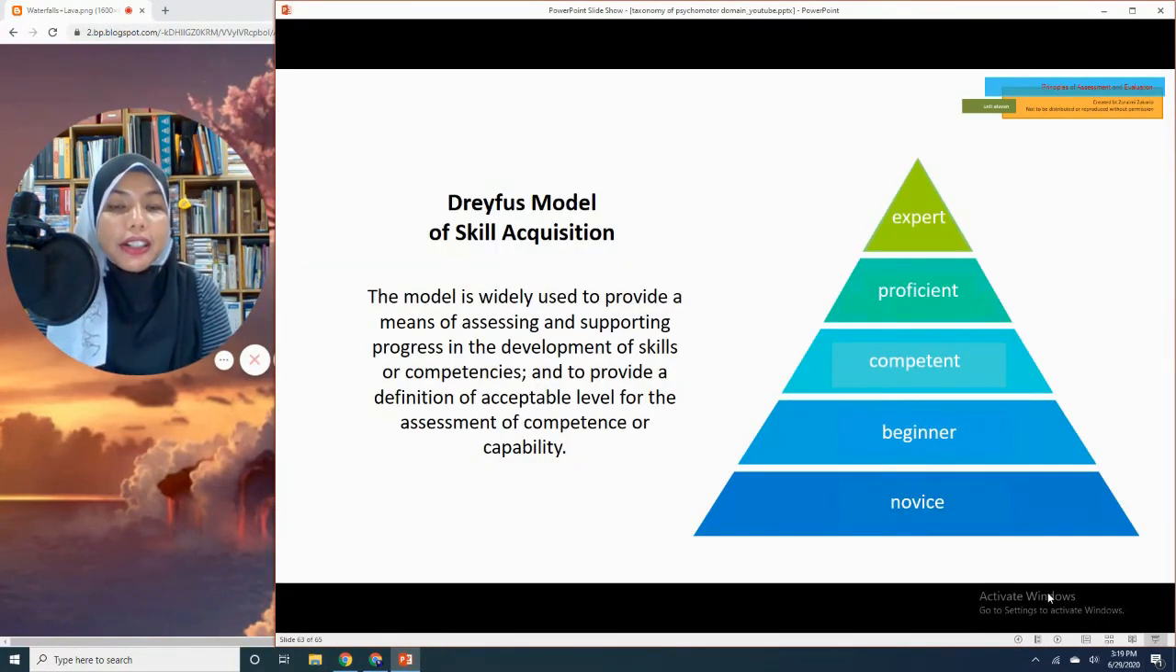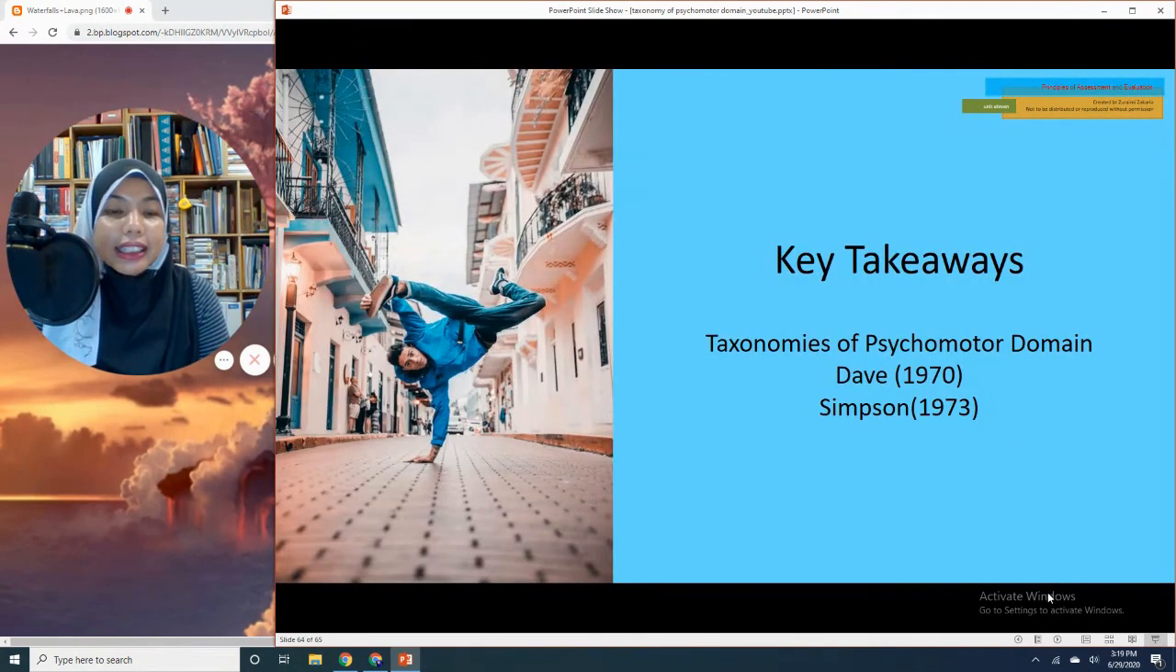And we have looked at reference models, just an overview of it. Basically, I hope that this video is useful for you to have a better understanding of how to structure and carry out your lessons involving psychomotor objectives.